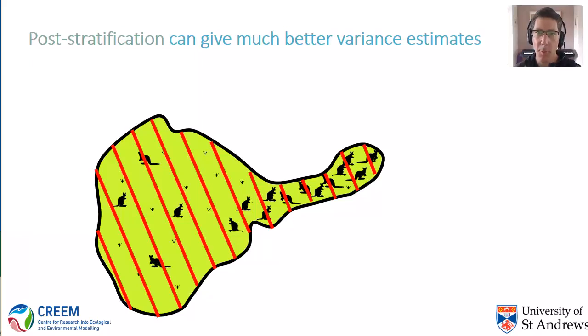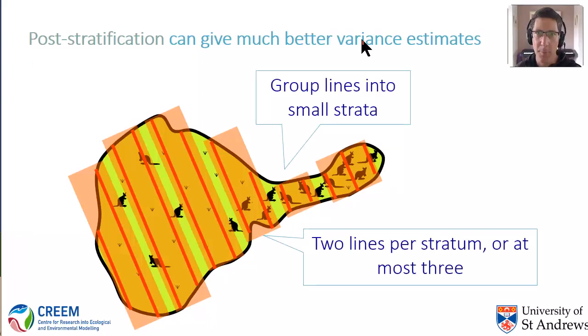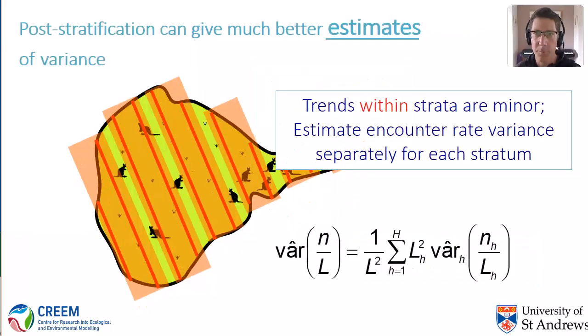So what can we do about it? Well, we can use a trick called post-stratification. The idea here is that we're going to come up with little strata that are just pairs of lines like this that are next to each other. I've got a case at the end here where there is an odd number of lines, so I'm just going to pair the 3 of those together. So I'm going to group lines into small strata, 2 per stratum, or at most 3 at the end there.